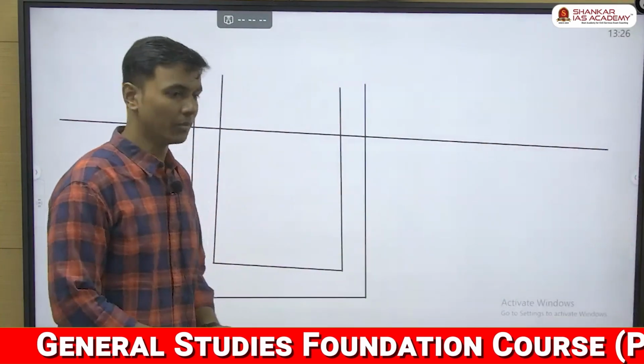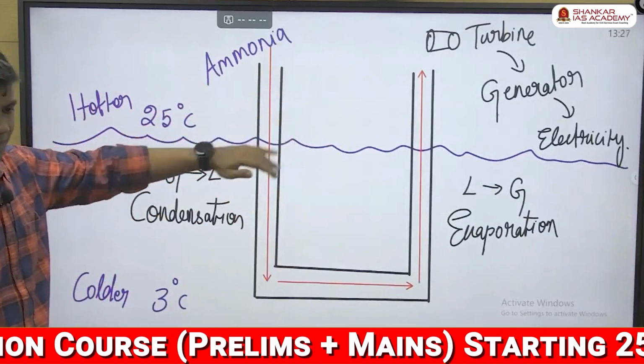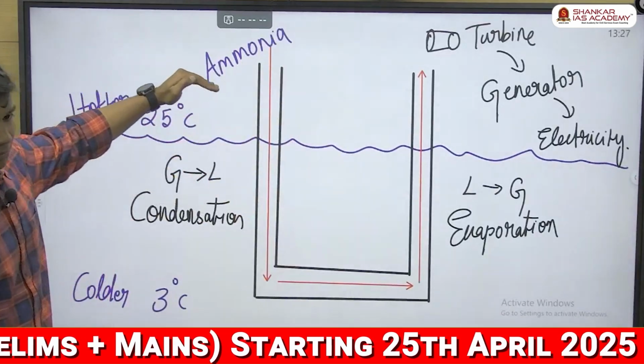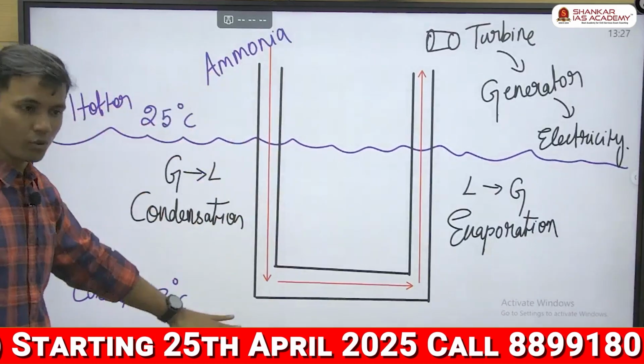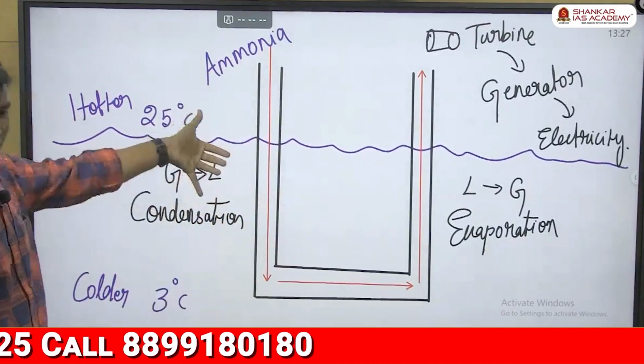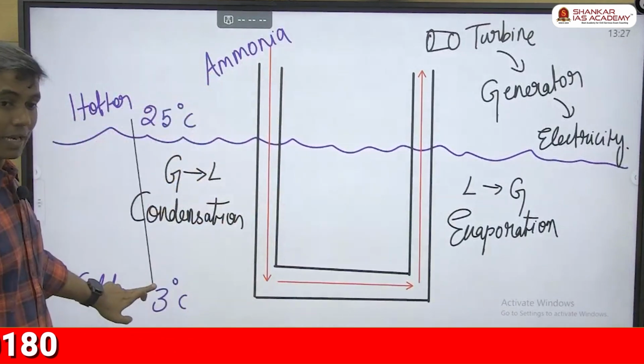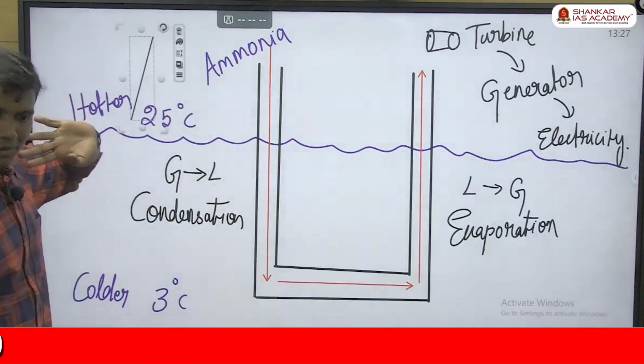So what happens in geothermal energy? See here, this is ocean thermal, correct? Where do we have higher temperature? Surface. Where do we have lower temperature? Below the surface, deep under the water. Imagine the inversion of this. What if you have high temperature at the bottom and low temperature at the top? That's called as geothermal energy.